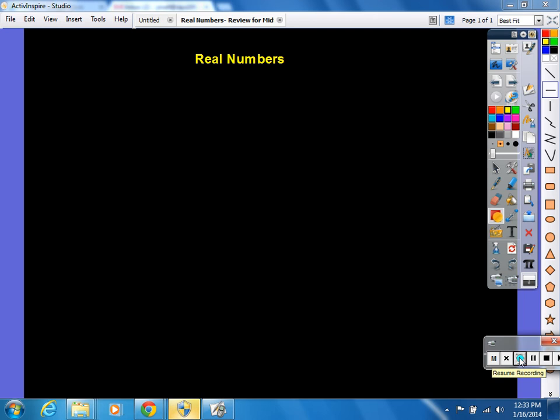I want to walk you all through a quick review of real numbers. This was something that we learned early in chapter 1, and this is just a quick glance over so that you guys are a little better prepared or feeling a little more confident with what you'll be asked on the midterm next week.